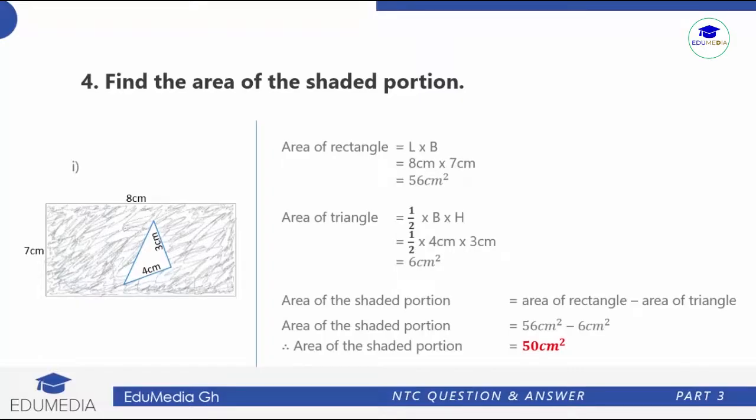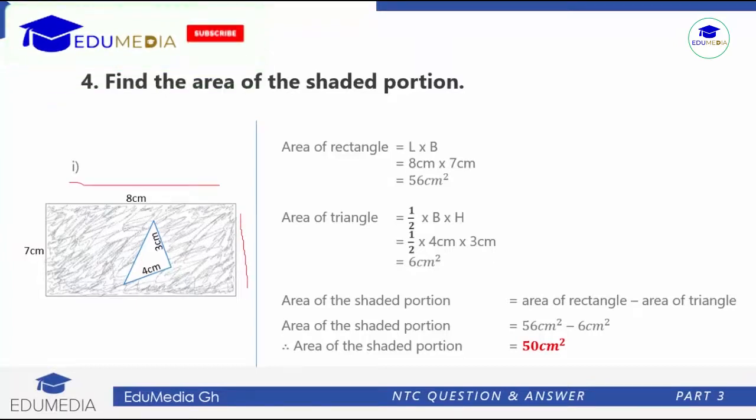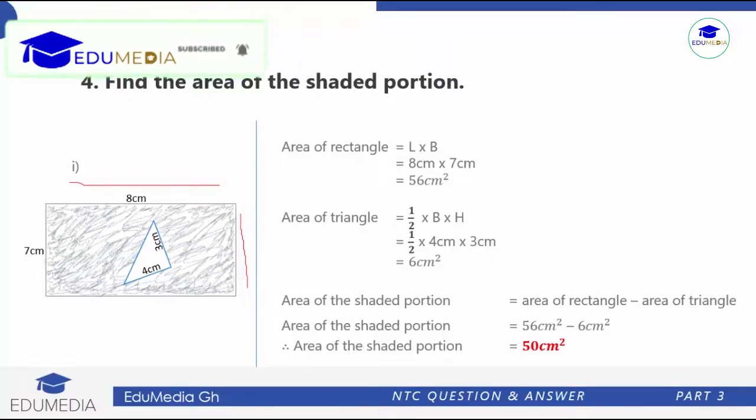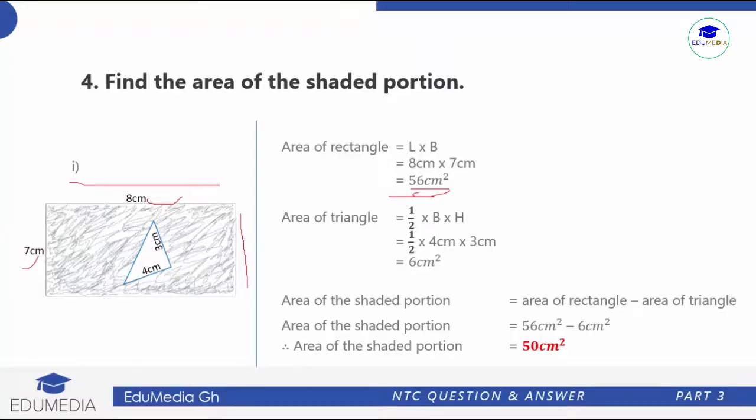Now you know very well that the area of a rectangle is length times breadth. The length here and then the breadth here. So you know that is the formula for finding the area of a rectangle. All we have to do is take our 8 centimeters, which is given to us here, and our breadth, which is 7 centimeters. So 8 centimeters times 7 centimeters gives us 56 centimeters squared. Since it's an area, it's going to be in square, so 56 centimeters squared.